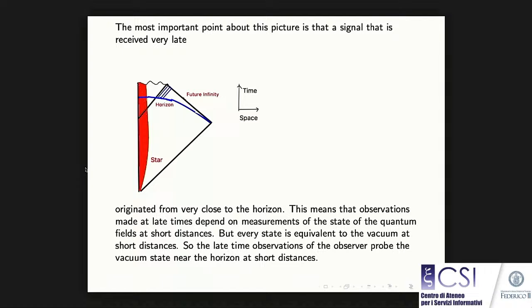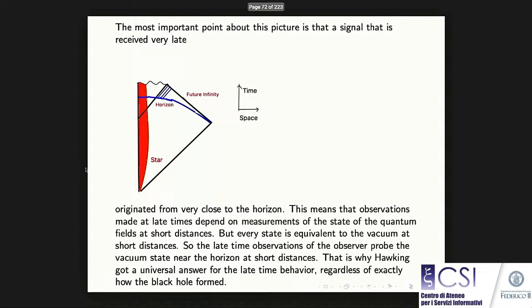So for example, the LHC probes the vacuum down to a distance of roughly 10 to the minus 17 centimeters. But as I'll explain in a moment, by making late time measurements outside a black hole, you can, in theory, if you were really able to do that experiment, if you really had a black hole at hand, and you could measure what was coming out of it, you could probe the vacuum down to much smaller distances. It's because the vacuum state is universal at short distances that Hawking got a universal answer for the late time behavior, regardless of exactly how the black hole formed.